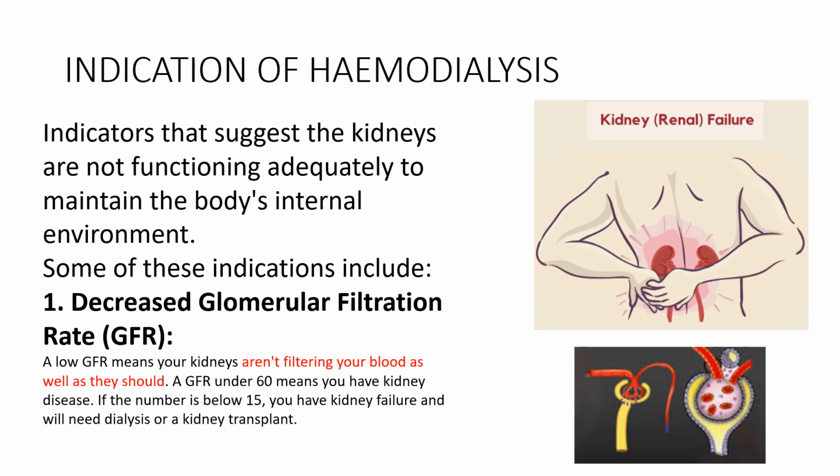We call it the GFR rate. A low GFR rate means your kidney is not filtering the blood properly. So generally, if the GFR is 60, it means that you have a kidney disease. And if the GFR rate is too low, less than 15, then it means that the kidney has failed and it needs a kidney transplantation.